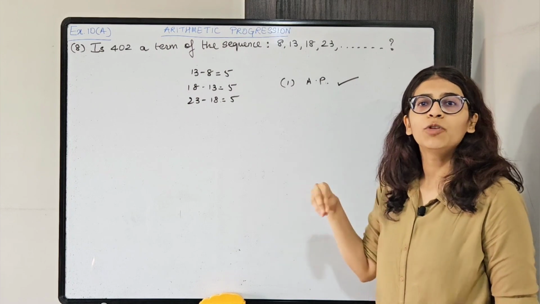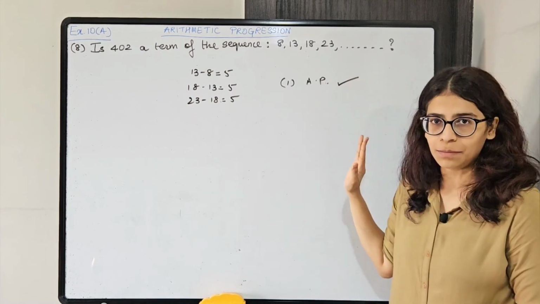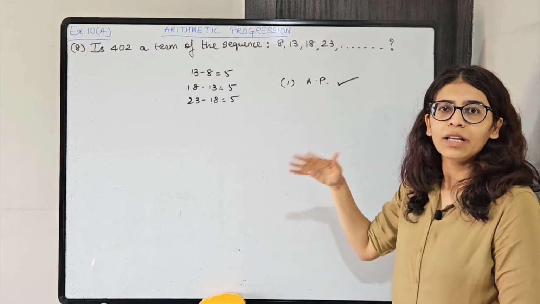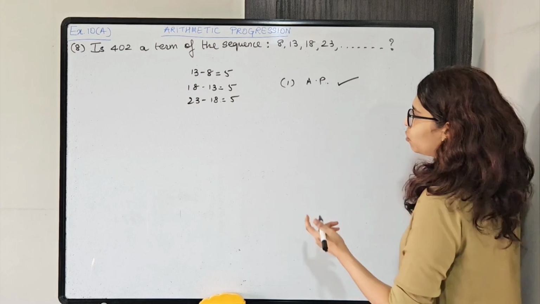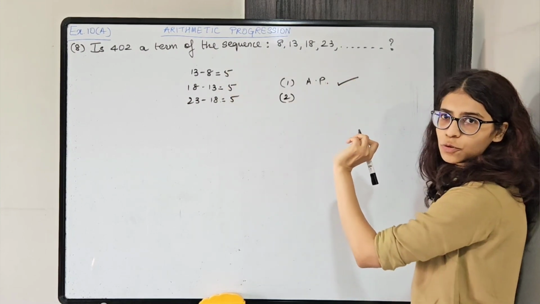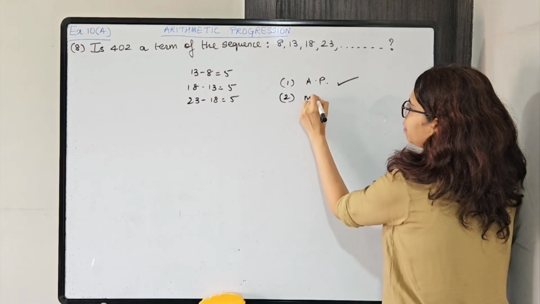Now here we will use the AP formula. This is the reason we proved that this is an AP. That is why we prove it. To use the AP formula, first prove that it is an AP. So the second thing is finding out if 402 is a term or not. Then you come to the main part of the question.